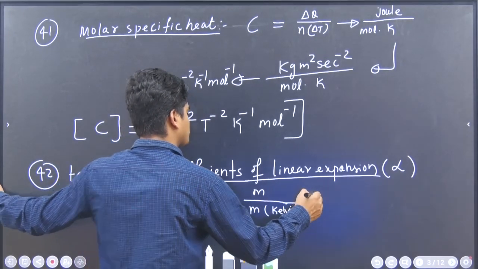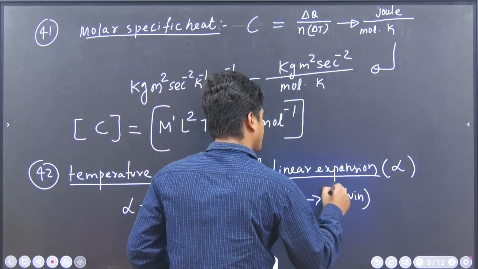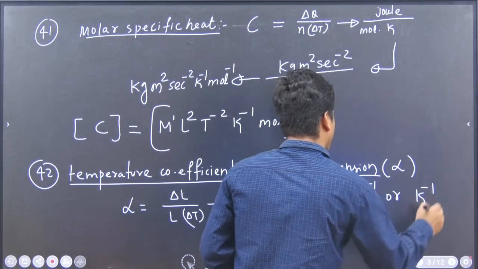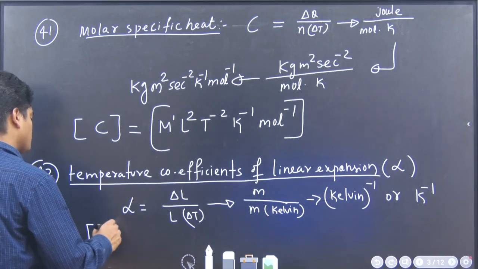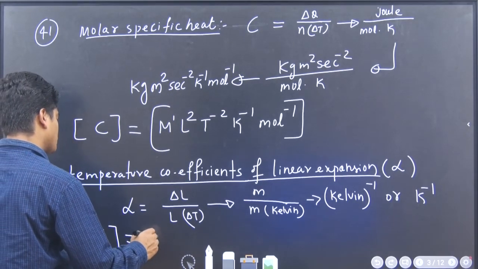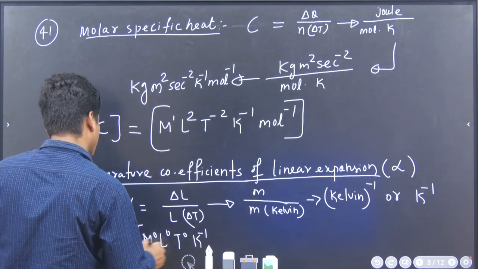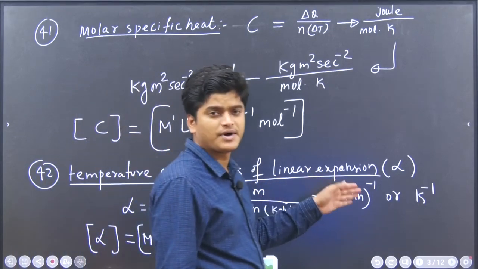So here I can write this one as nothing but 1 by Kelvin, or Kelvin inverse. Or I can write it as K to the power minus 1. So same dimension also, if I write the same thing will come. So alpha dimension is nothing but M0 L0 T0 K to the power minus 1. Remember, temperature coefficient of linear expansion is taken as alpha.